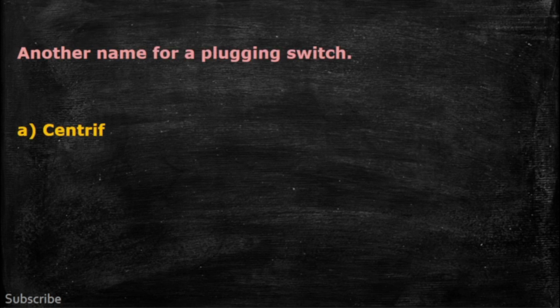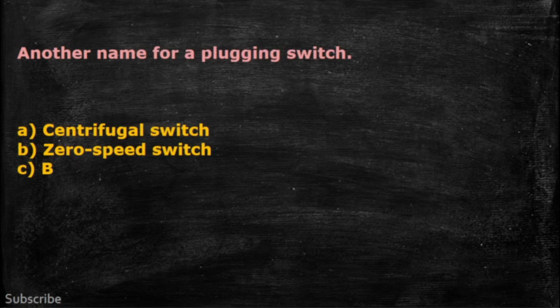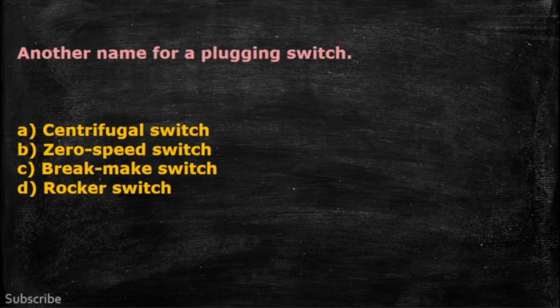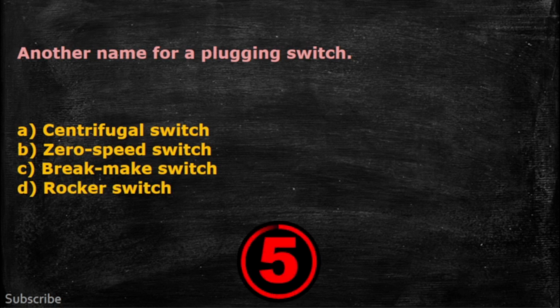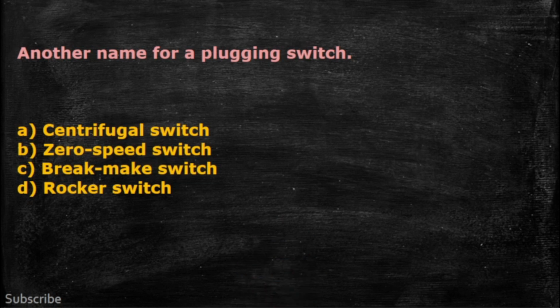Question number 48. Another name for a plugging switch. A. Centrifugal switch. B. Zero-speed switch. C. Brake-make switch. D. Rocker switch. The correct answer is letter B, zero-speed switch.